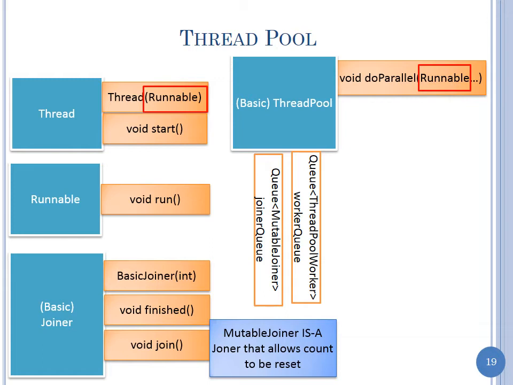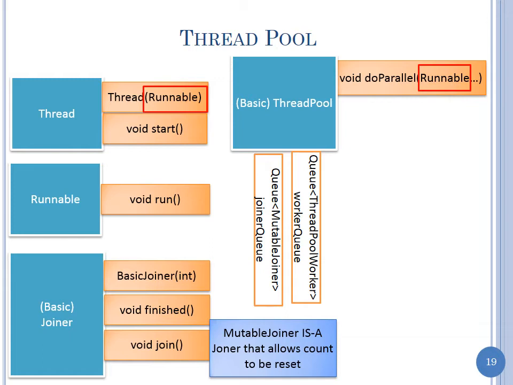Since we want to reuse the joiner object, we don't make it an immutable joiner object that has a constructor that sets the count forever. We're going to have a mutable joiner that allows this count to be changed once a finish call has been successfully executed on it. So things are becoming more complicated.